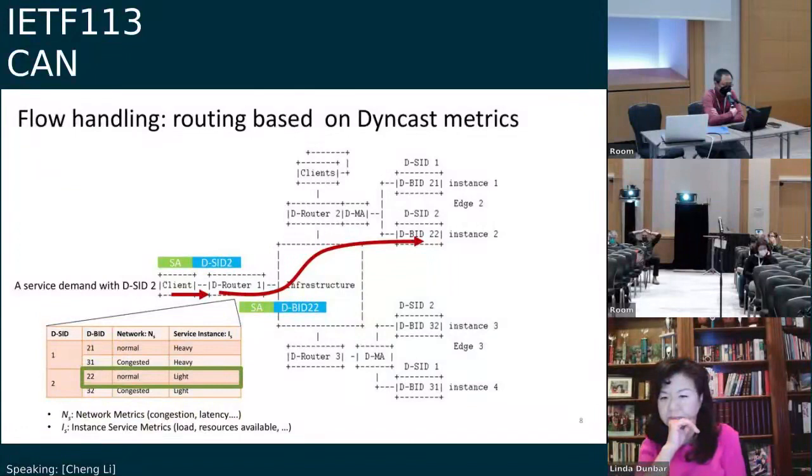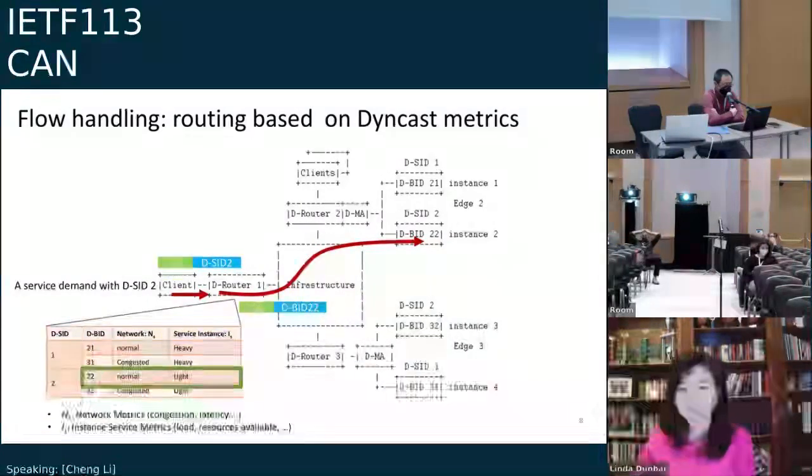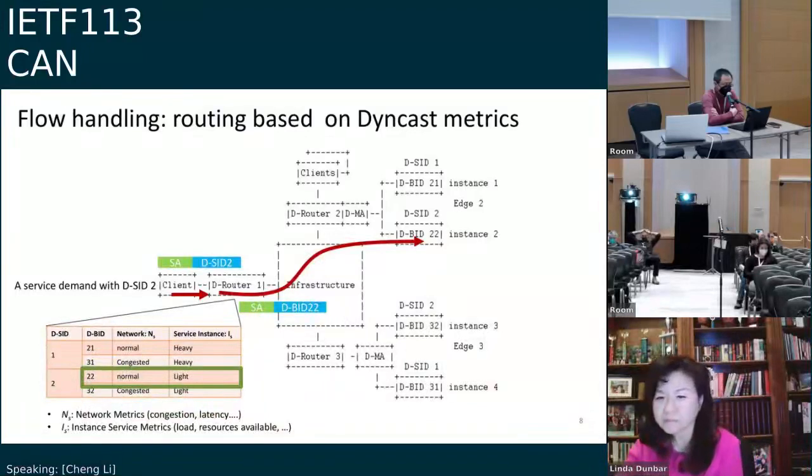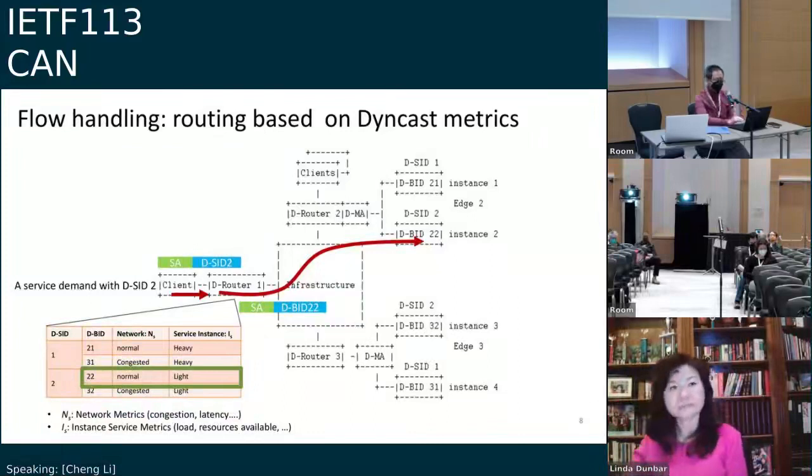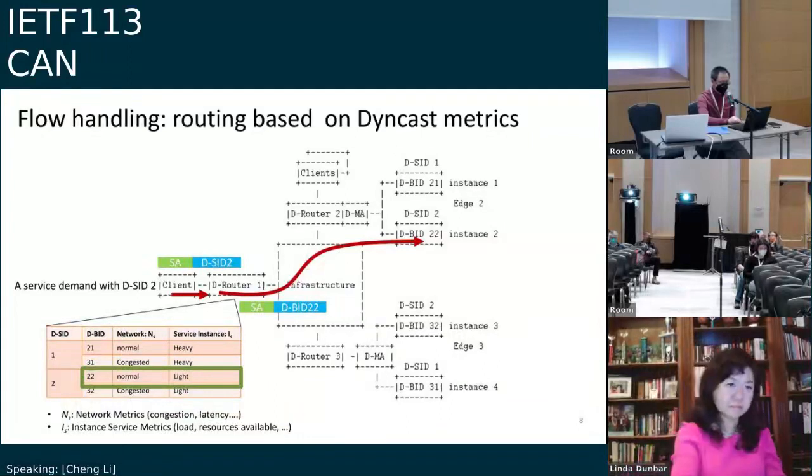In this case, a service demand with the destination address DC2 will be sent from the client to the Dyncast router. At the router 1, if you look at the FIB, you see that, okay, this is DC2. Let's see which service instance is the best. You find the best service instance by looking up the FIB. You see that D-bit 22 is the best for this request, right? So you will update the destination address of the packets from DC2 to DB22, which is the unicast address, right? By using this address, the packets can be forwarded from router 1 to the service instance D-bit 22, right? Which is very easy to understand. Next.